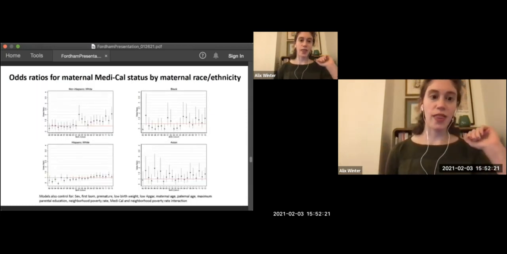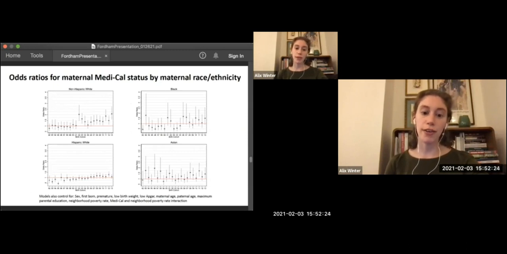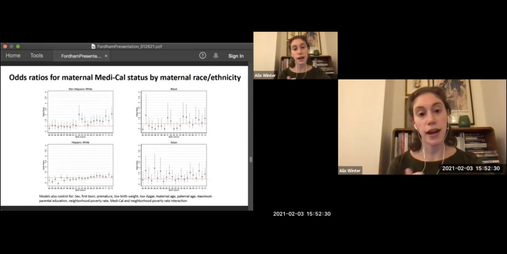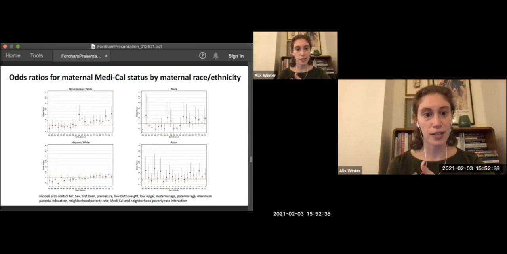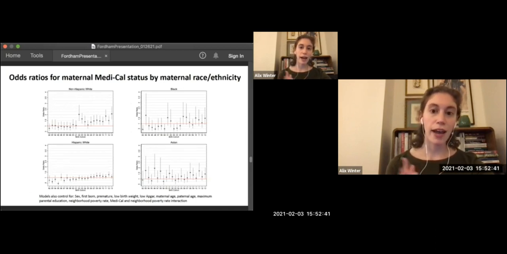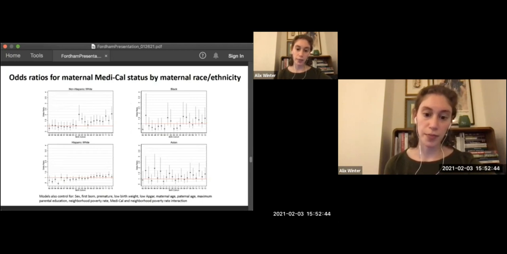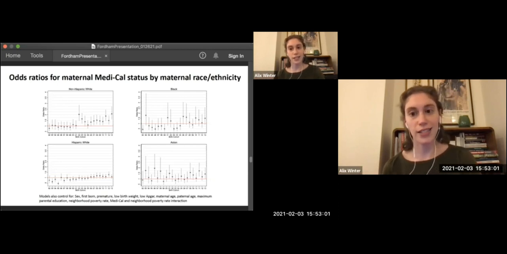These figures show that the results that we just looked at hold in a regression framework when we account for a number of other characteristics that are known to vary by autism status, social class, and race. To make these figures, I ran logistic regression models predicting autism diagnosis, and I ran separate models for each birth cohort and by maternal race. Here, I am showing the odds ratios for each model for Medi-Cal status and their 95% confidence intervals. So circles whose vertical lines don't cross the horizontal line at 1 are considered statistically significant.